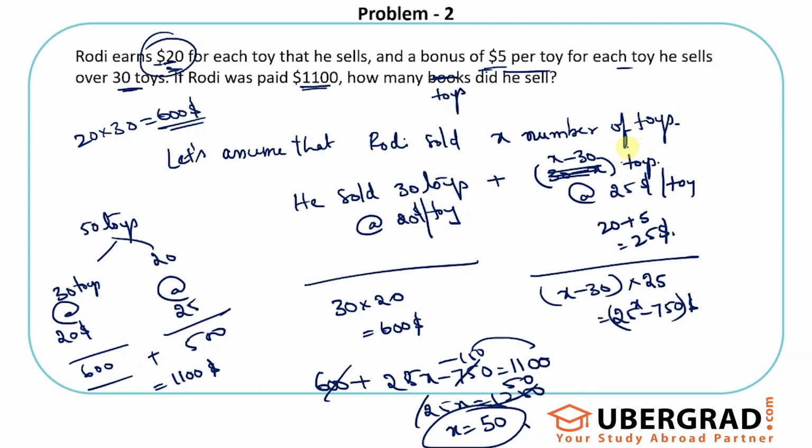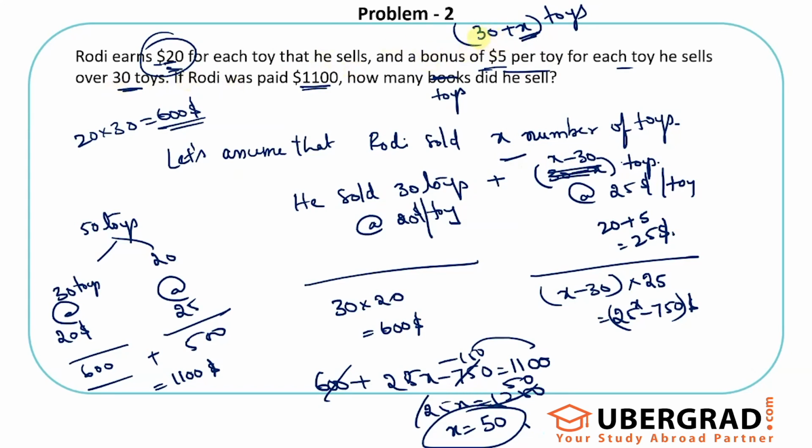Slightly easier one that could also work for you is this: let's assume that Rodi sold 30 plus X toys. I'm only counting the additional toys as X, okay, not the total. Here I took the total number. I am saying, let's say he sold 30 plus X toys on the whole. 30 normal and then X extra, right?